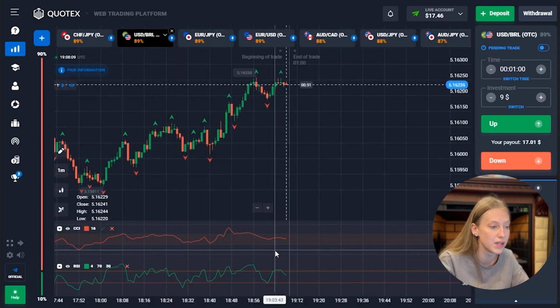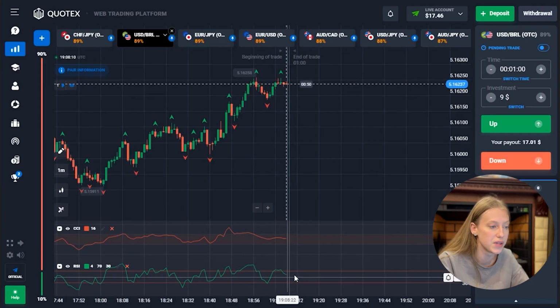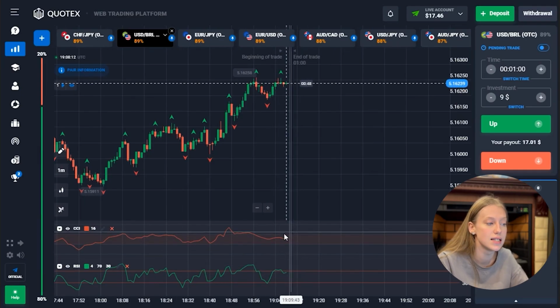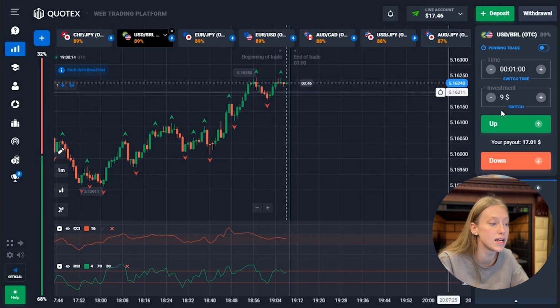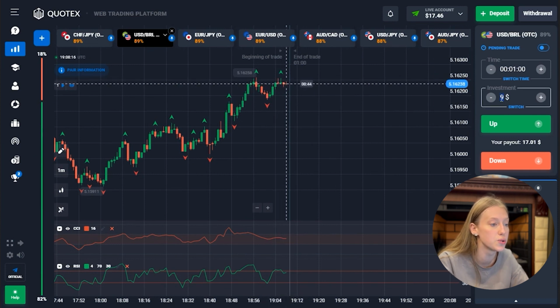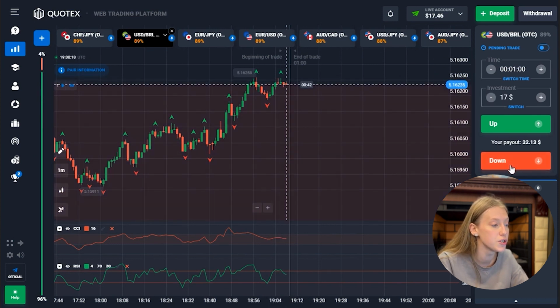We come back to this currency pair again. We see that an upper fractal has formed, which is located above the candles. In addition, the RSI and CCI indicators show the direction will change to the downside. As usual, I open a 1-minute position according to our strategy.